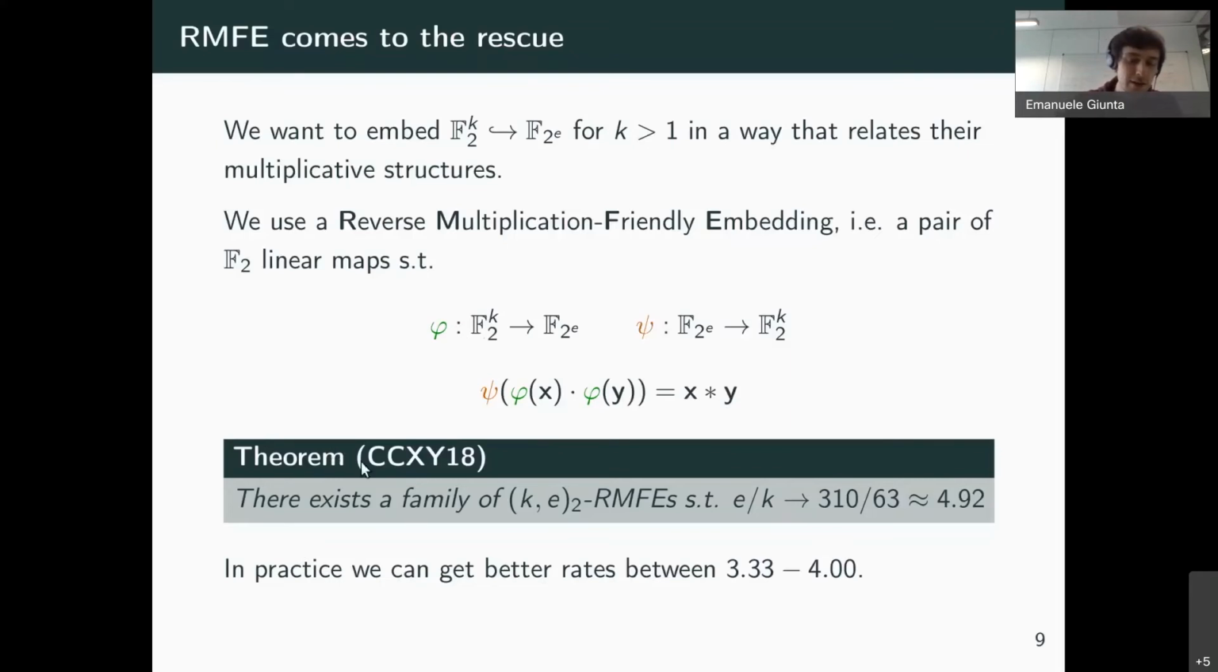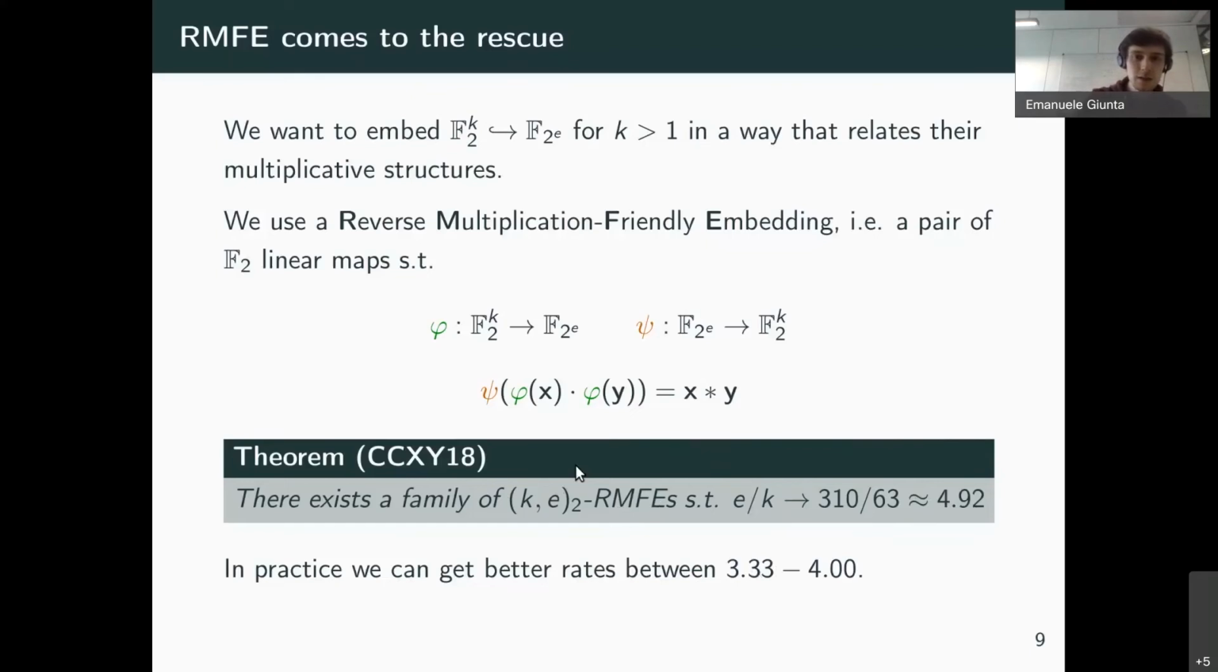There is a theorem by Cascudo, Cramer, Xing, and Yuan from 2018 that shows that from algebraic codes, coming from towers of asymptotically good algebraic function fields with many rational points, these embeddings can achieve rates around 5. Even though for smaller parameters, which are the ones used in practice, we can get better rates, around 3 and 4.